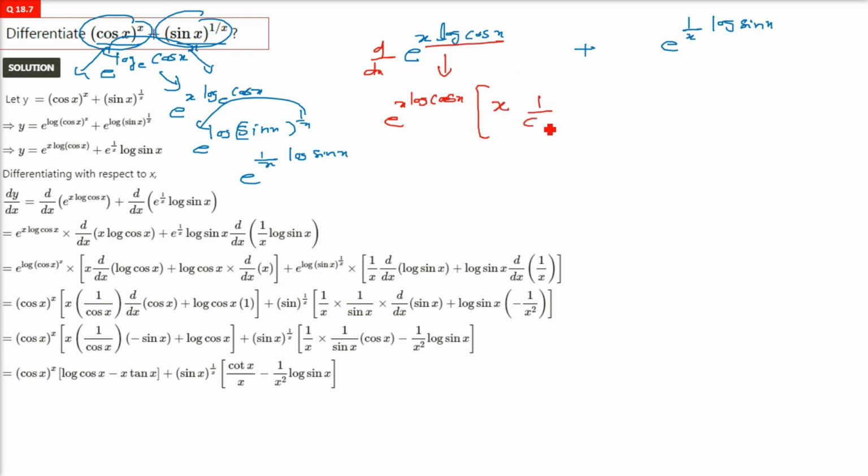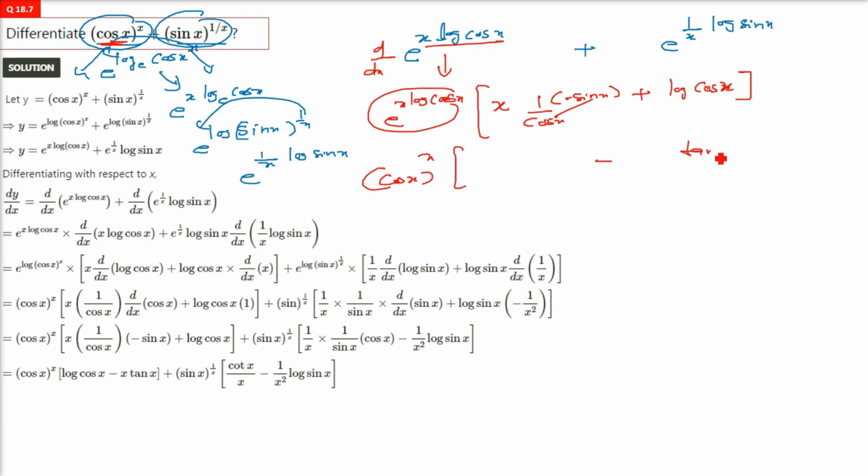X remains like that, and then log of cos x is 1 by cos x and cos x is minus sin x. Plus, now log cos x we take outside, differentiation of x will be 1. Alright? So this term we can directly write, because we actually started with cos x to the power x. So this is going to be cos x to the power x. Just replace it by cos x to the power x. This is going to be sin by cos is tan, and it is negative. So it will be negative tan x. So I am writing it out afterwards.